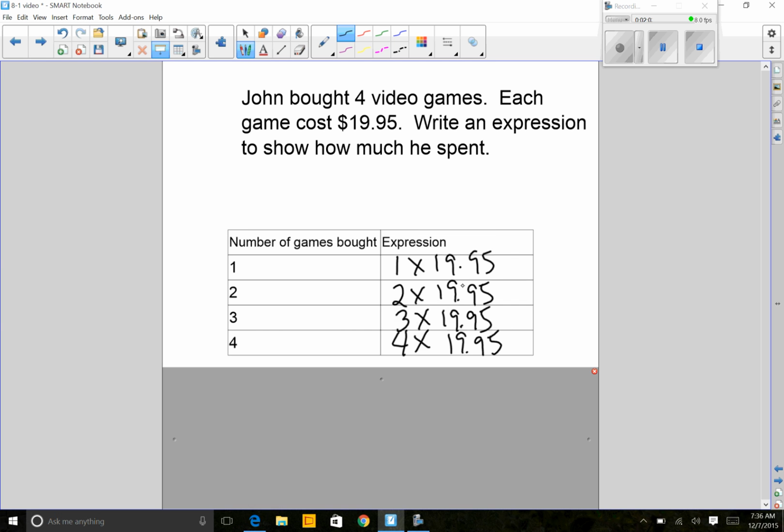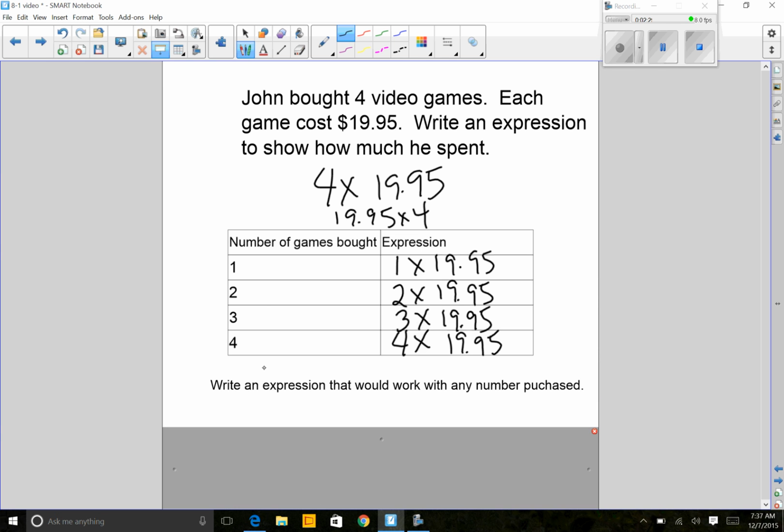Or you could have done 19.95 plus 19.95, 19.95 plus 19.95 plus 19.95, and so on. It's just that it would get a little bit long. It's not terribly useful. So here's our answer for our question: 4 times 19.95. Or 19.95 times 4, right, because of what property? Yes, the commutative property. You could go either direction.